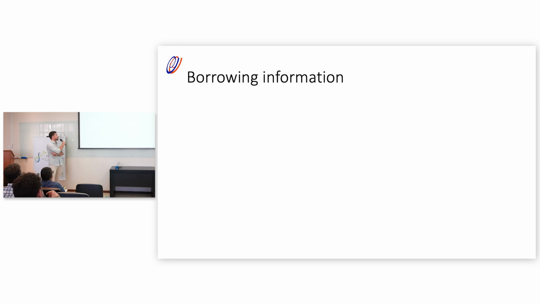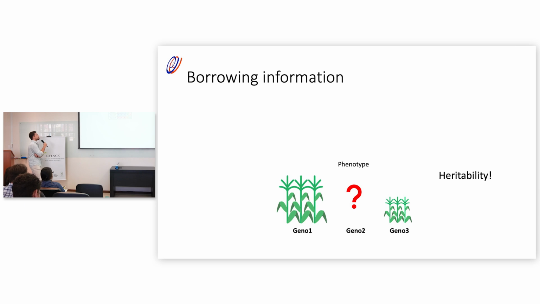Okay, so let's talk about borrowing information. Imagine this marker matrix. I don't know if you are familiar with molecular breeding, but this will be a data set for genomic selection. We have some genotypes and some markers. And in this case, the similarity matrix tells us that genotype 1 and genotype 2 are kind of close, genetically talking, while genotype 3 is kind of unrelated. So now, if we go to the phenotype, we see that genotype 1 is big, it's a high-yielding plant, while genotype 3 is a low-yielding plant.